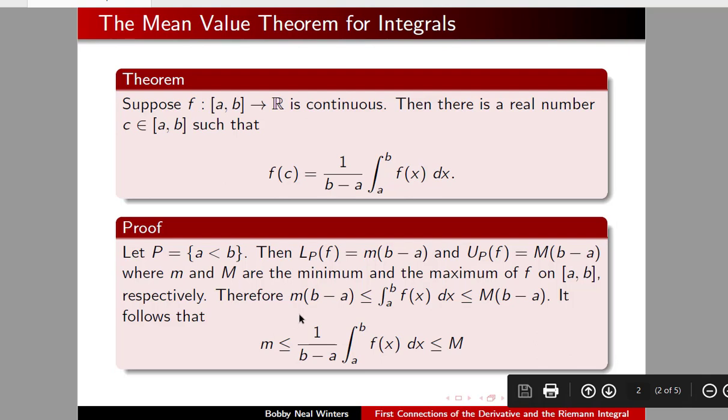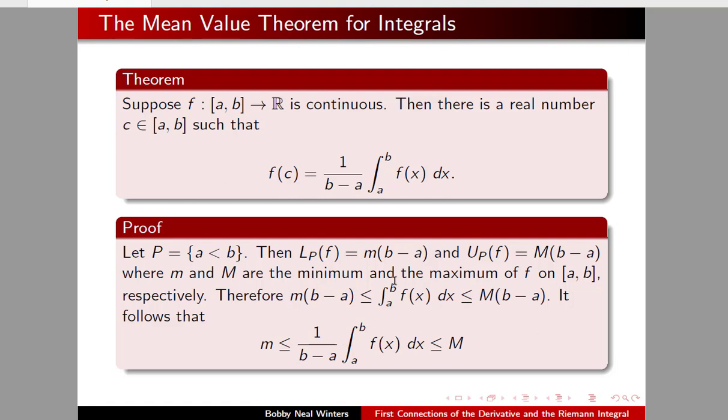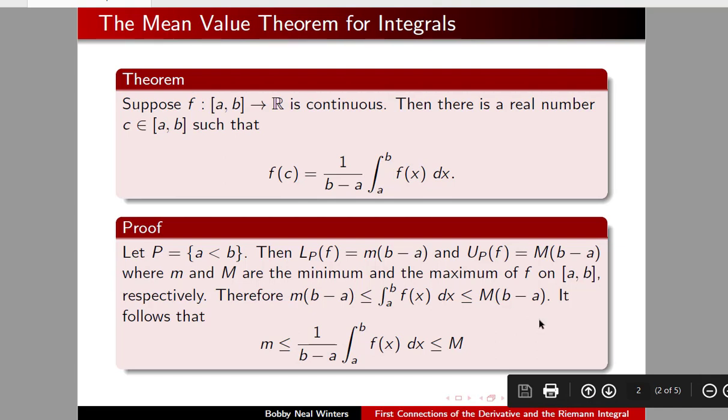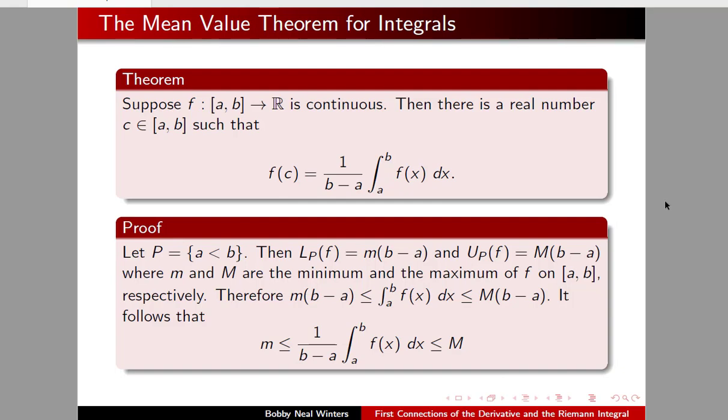Therefore, by plain principles, we get that m times (b minus a) is less than or equal to the integral, which is less than or equal to capital M times (b minus a), and then by dividing through everything by b minus a, we get that the average of the integral is between little m and big M. Okay, so take that and put a pin in it.